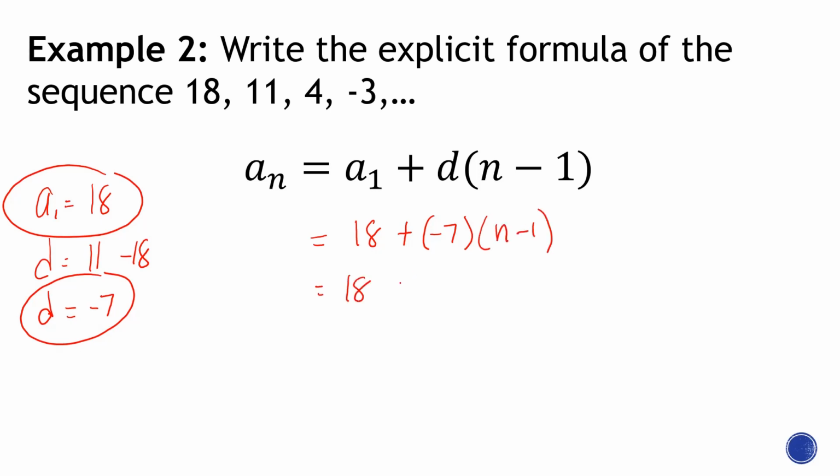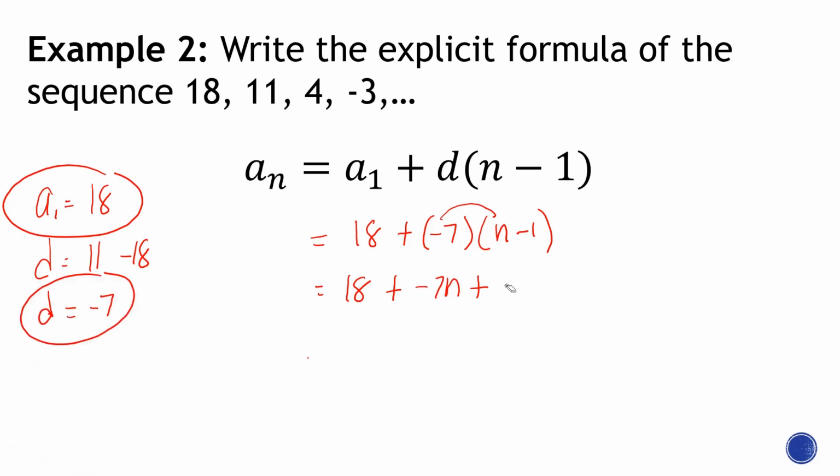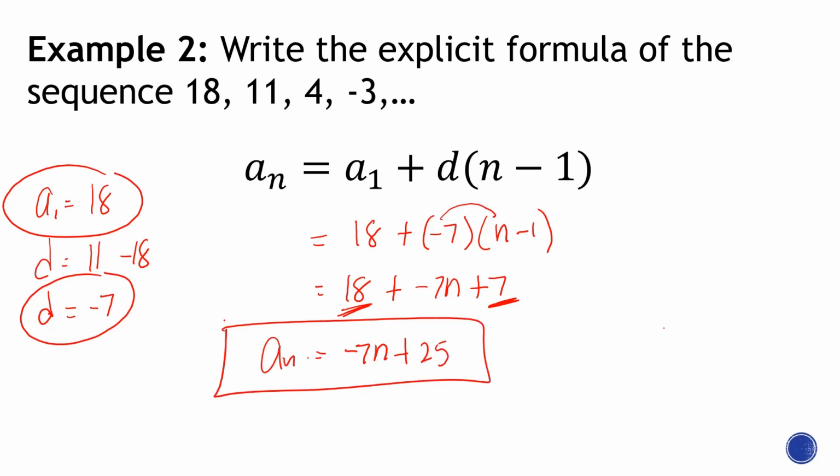Next, let's distribute this negative 7 to n and negative 1. So this is negative 7n plus 8. No, not plus 8, plus 7. Okay, plus 7. So negative 7 times negative 1 is positive 7. Negative 7 times n is negative 7n. Next, let's combine these two constant numbers: negative 7n plus 25. And that is our general formula or the explicit formula of the given sequence.